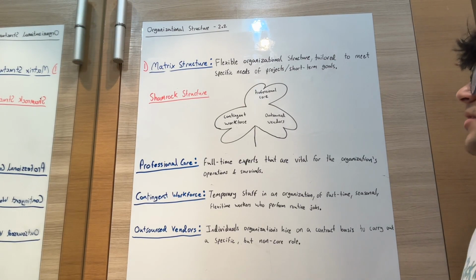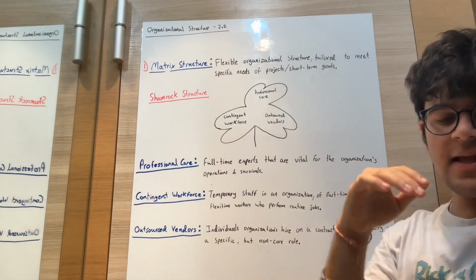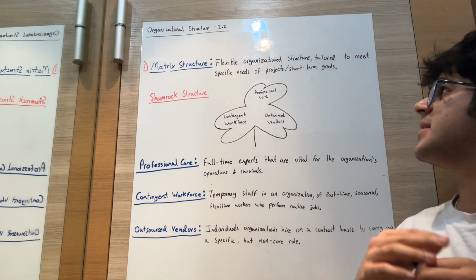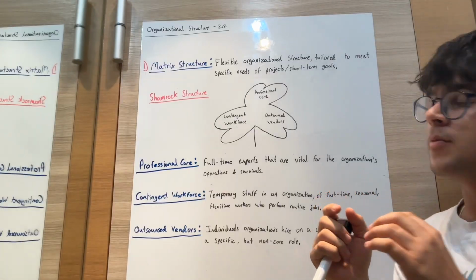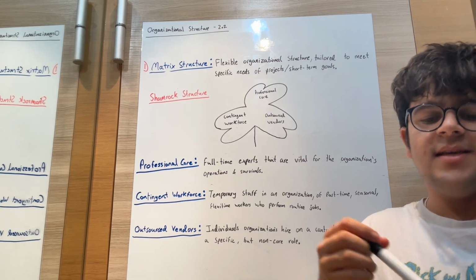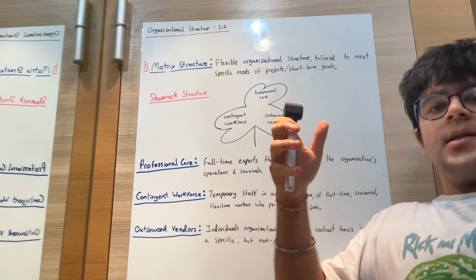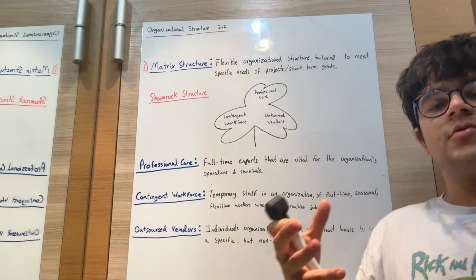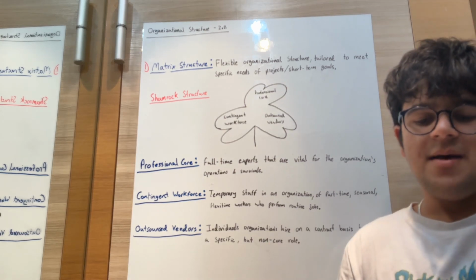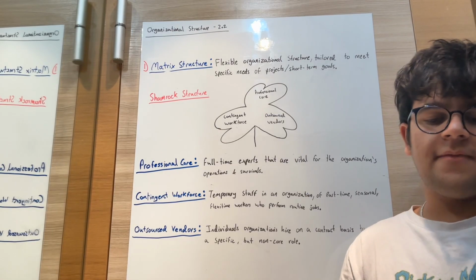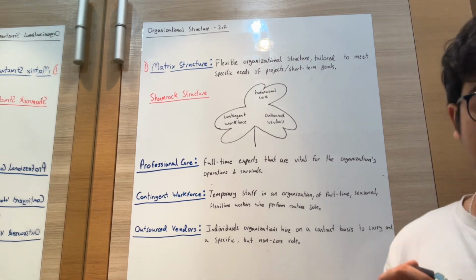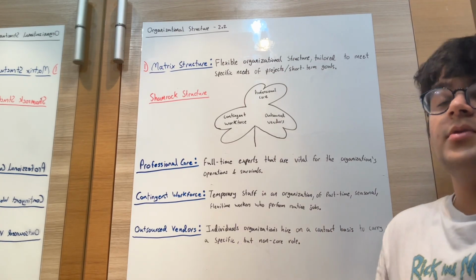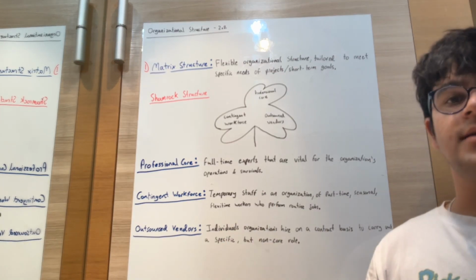Okay, so as I was saying, matrix structure. It is a flexible organizational structure that is tailored to meet the specific needs of projects or short-term goals, okay? So these are projects where a group of people start to work together because of an oncoming project, but then are disbanded after the completion of the project. This is usually used on highly critical projects, especially when time is of the essence, okay? When you need to get something done quick, you make a team, get it done, okay?